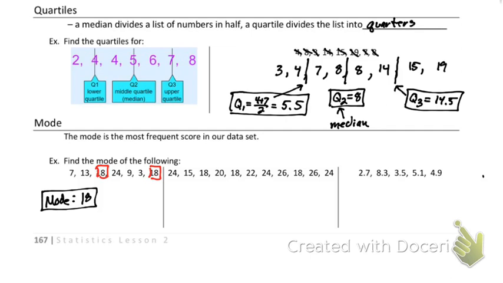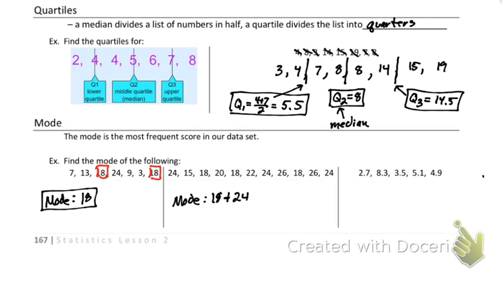Our next set is 24, 15, 18, 20, 18, 22, 24, 26, 18, 26, and 24. Which of those numbers repeat the most? Yeah, 24 does. 18. Which one repeats more, 18 or 24? Oh, it does the same. Well, guess what? Your mode can have 2 answers. For this one, our mode is going to be 18 and 24.